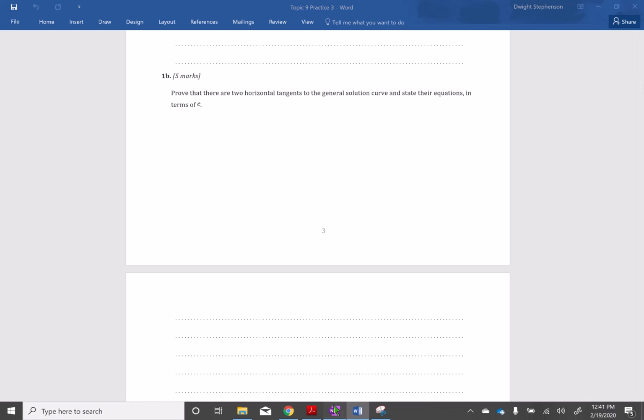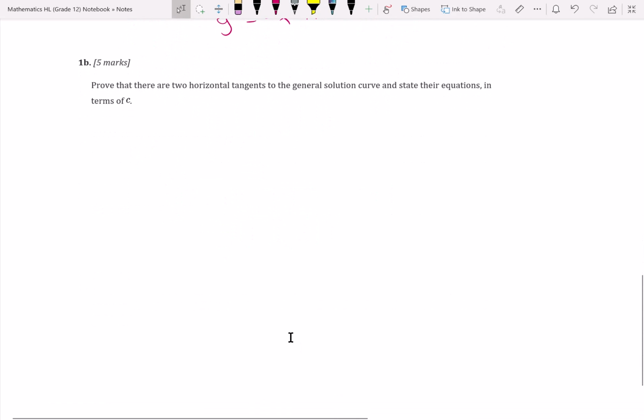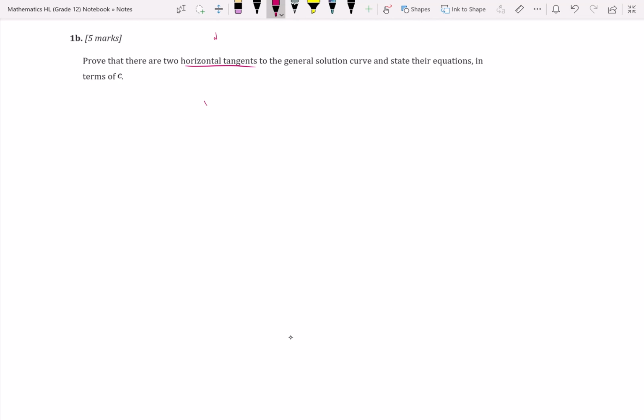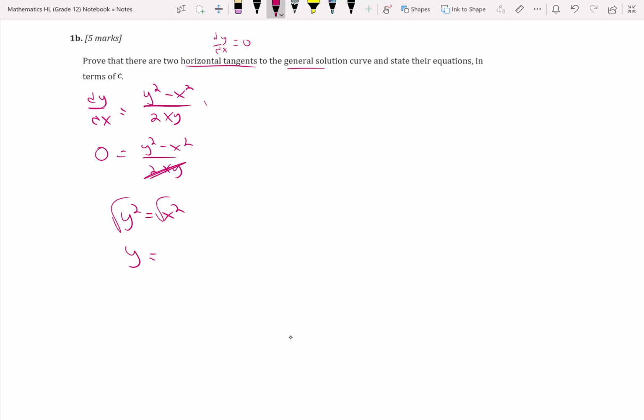Okay, for part B, they want us to prove that there are two horizontal tangent lines to the general solution curve and state their equations in terms of C. Remember, horizontal tangent lines mean that the slope is 0, and so in this case our slope is given by dy dx is 0. We already have the derivative, right? Remember in the beginning we said the derivative of this function, if you look at your original equation up there, was y squared minus x squared over 2xy. So we're trying to show when our slope will be equal to 0, and so we could set it equal to 0. All that really matters is the numerator, and so we get when y squared equals x squared, if you take the square root of both sides, you get when y equals plus or minus x, right? So we will have horizontal tangents when y equals plus or minus x.